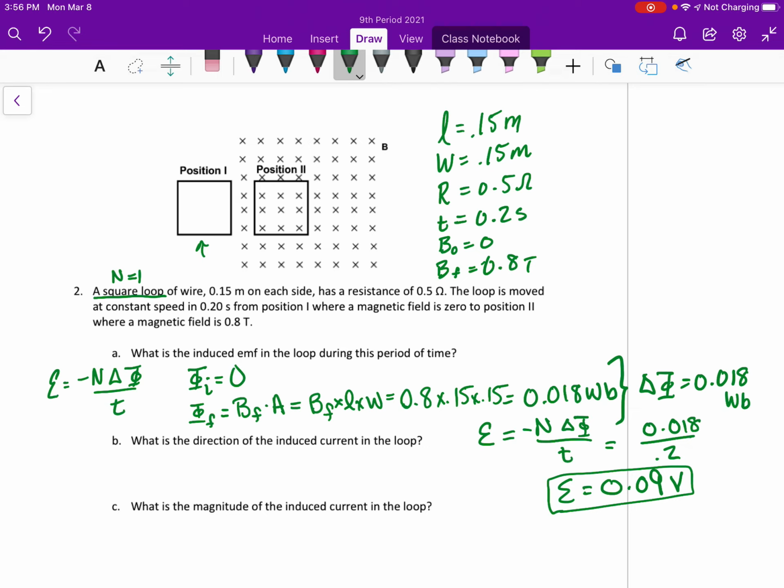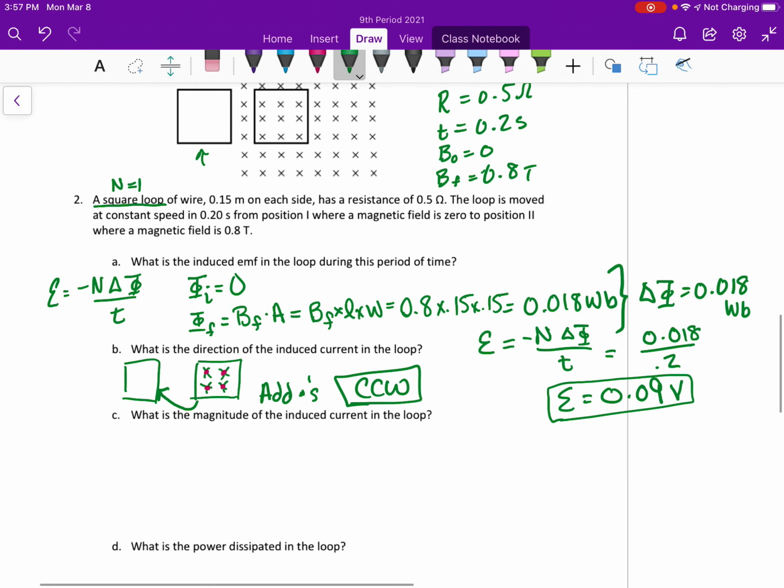For part B, what is the direction of the induced current in the loop? We start off with nothing. We end up here with X's. Now remember, the direction of that current is to replace the initial magnetic field, or go back to it. If I want to go back to nothing, I need to add dots to cancel out all those X's. So we want to add a magnetic field that's coming out of the page, and in order to do that, the current must flow in a counterclockwise direction.